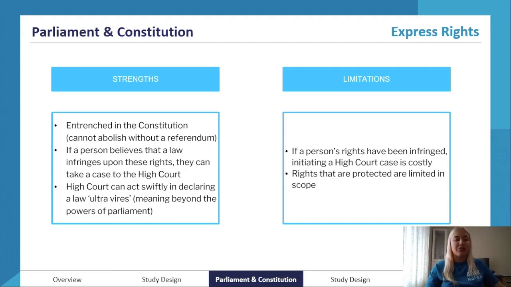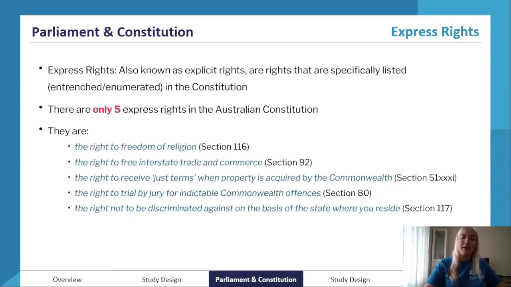So it's obviously a strength that they're entrenched in the Constitution and they cannot be abolished without a referendum. Additionally, if a person believes that a law has been imposed that infringes or breaches upon any of their express rights, they can initiate a case to the High Court. For instance, if a law was introduced that limits my right to freedom of religion, whatever the religion I practice is, then I can initiate a case against the Commonwealth via the High Court to try to get that law declared invalid.